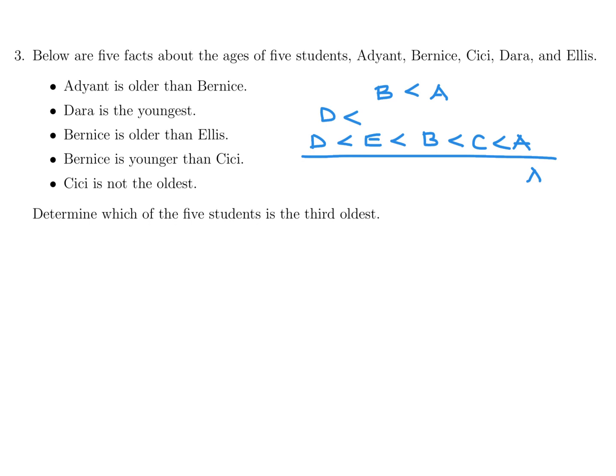And then what are they asking? Who is the third? Okay, so the third one is B. So B, or Bernice, is the answer to the question.